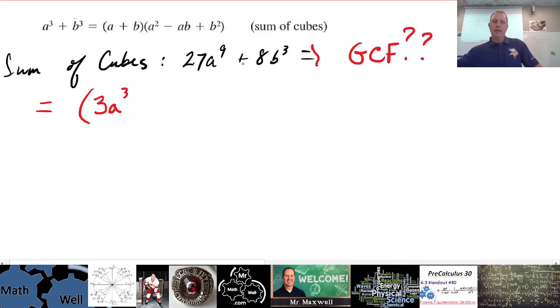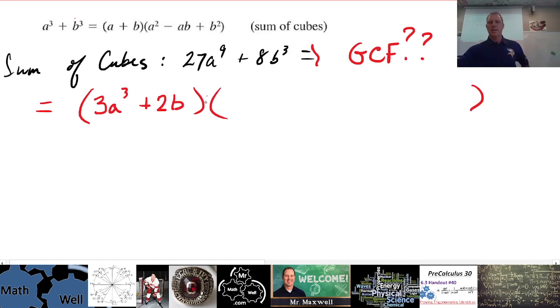So we want to divide the exponent by 3 to get the cube root. Okay. This is a plus. So is this a plus or a minus here in this first one? Plus, it's the same. Good. Cube root of 8 is 2. Good. Cube root of b cubed is b. Right on. So there's our first factor.